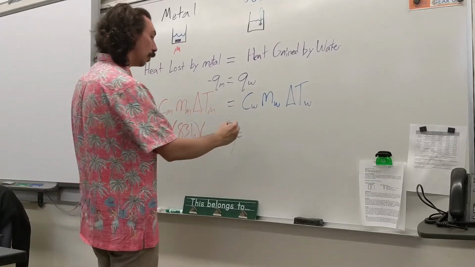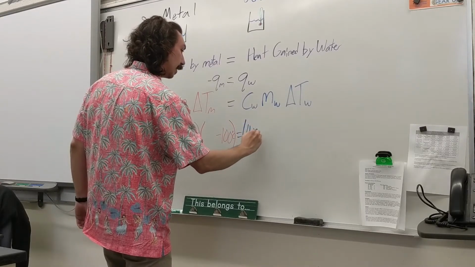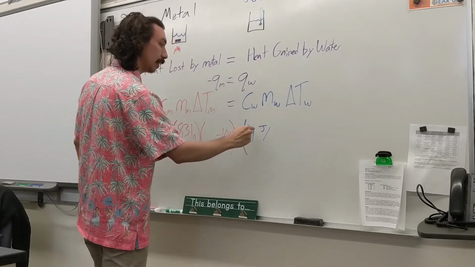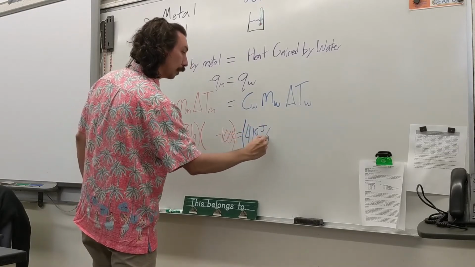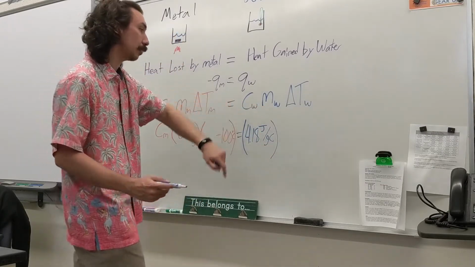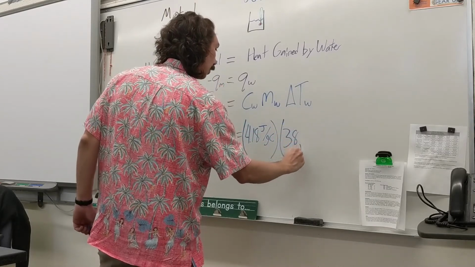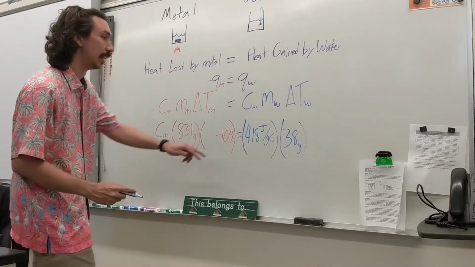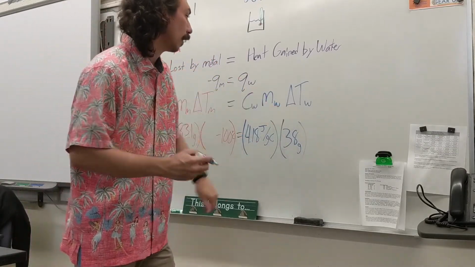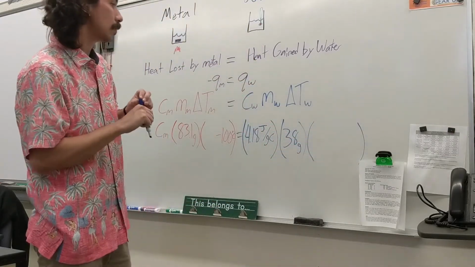our specific heat of water, 4.18 joules per gram Celsius. The mass, which we said was 38 grams this time, which can also give us a more accurate answer if we got less water here. And then we need our change in temperature.